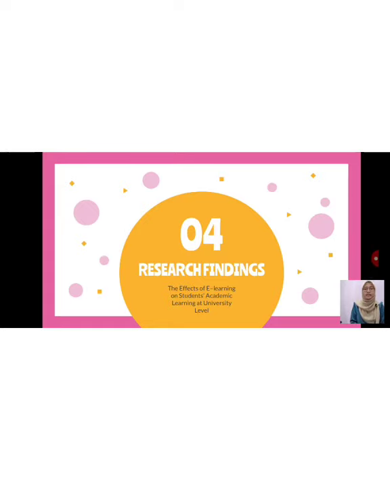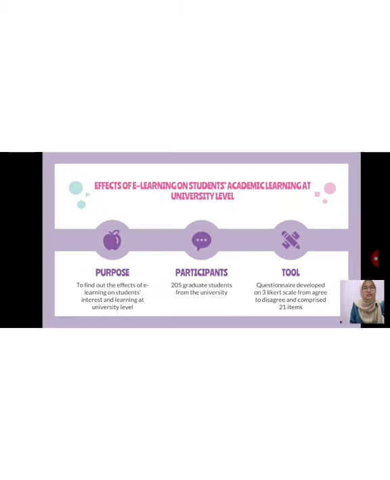For your information, there are 3 articles that have been chosen to cover this part. The first article is the effect of e-learning on students' academic learning at university level. The main purpose of this study was to find out the effects of e-learning on student interest and learning at university level. For the participants, the data was collected from 205 students from the University of Pakistan.